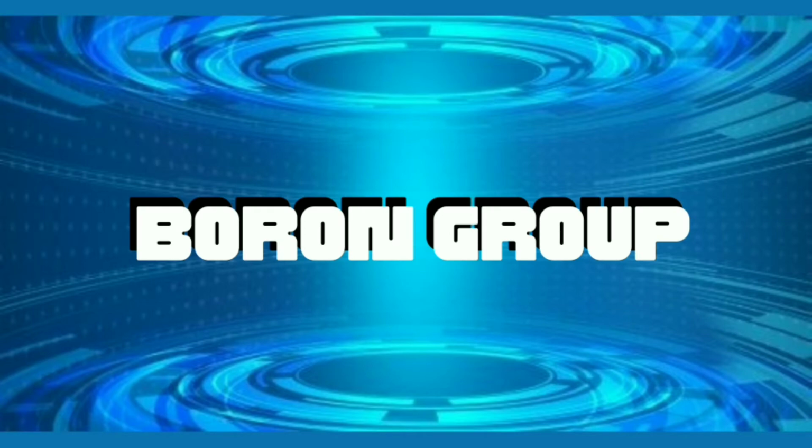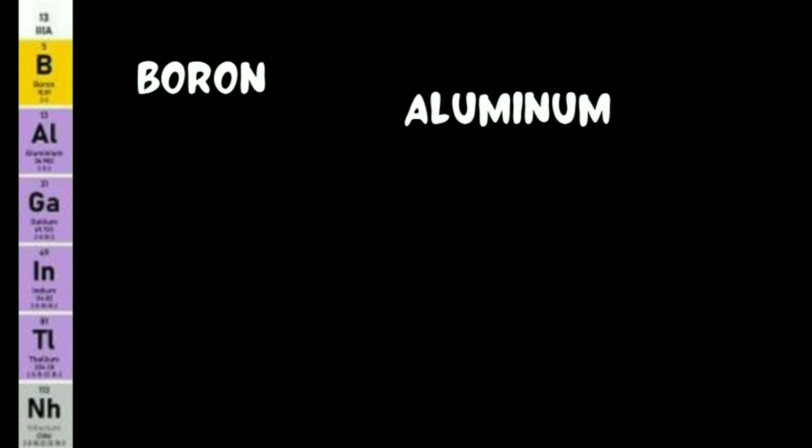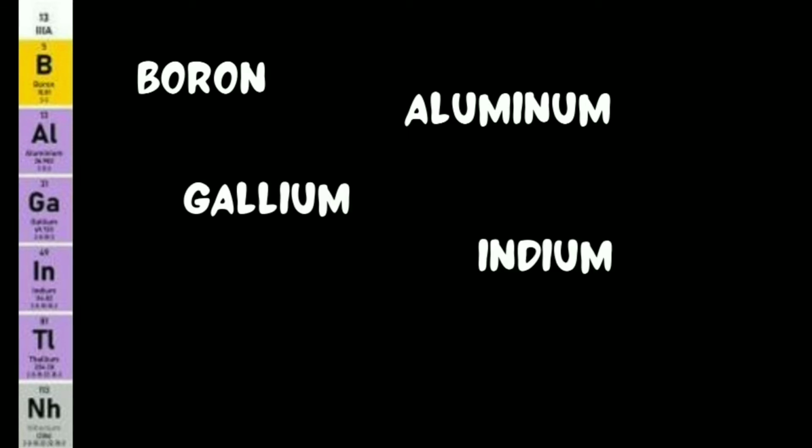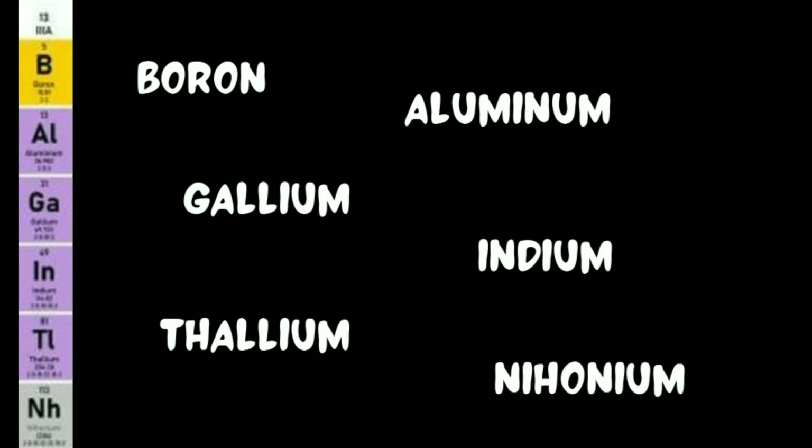Group 3A is also known as the boron group. In the periodic table, these are the elements boron, aluminum, gallium, indium, thallium, and the new element nihonium.